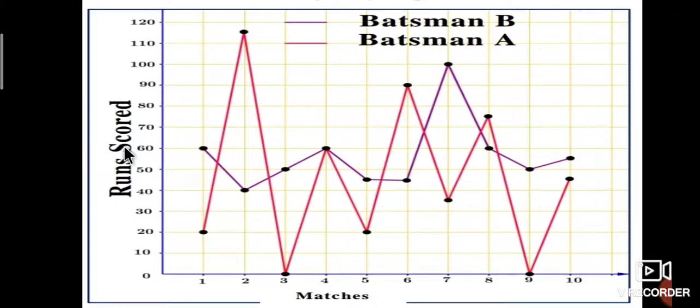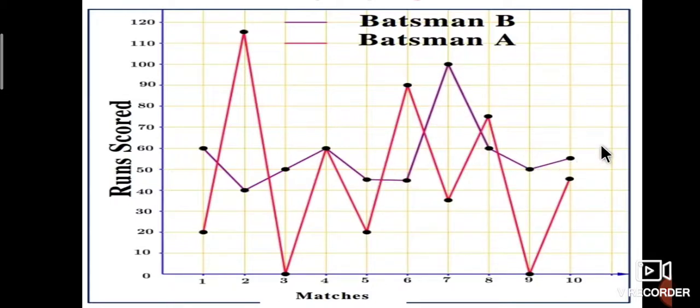Observe here, the runs scored are on the y-axis and the matches are on the x-axis. The number of matches: 1, 2, 3, 4, 5, 6, 7, 8, 9, 10, like that. Similarly, this is the batsman A color. This is batsman B color.